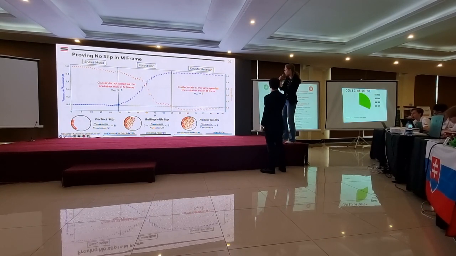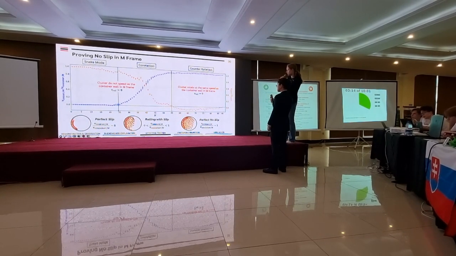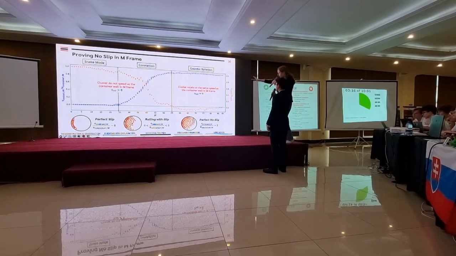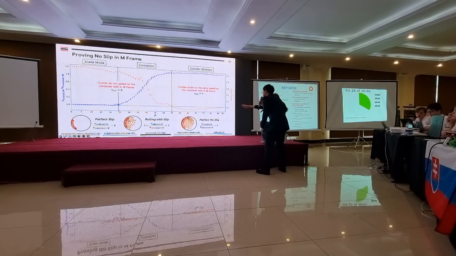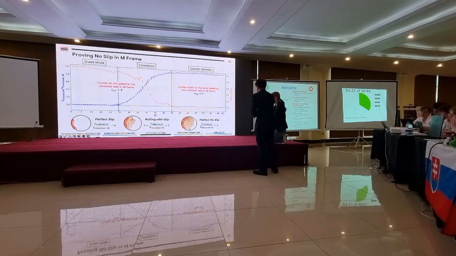Okay, thank you. I think I might get some part of it. But I'm not really sure why, now when I'm looking at the images, there's rolling with slip and perfect no slip, and I can't really see the difference in the images. So maybe connect that to the graph. I can explain it to you.